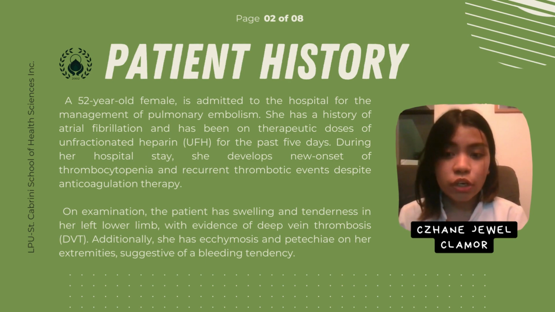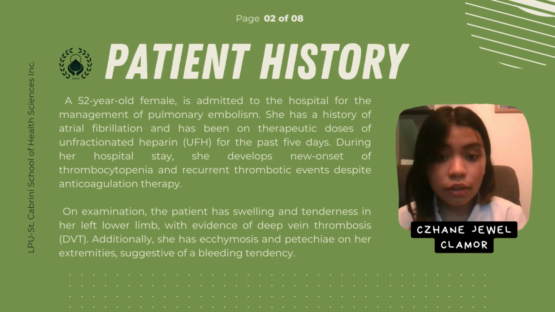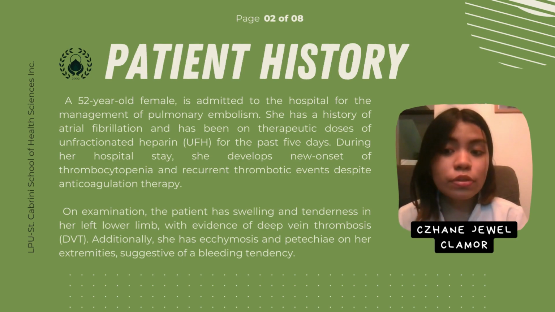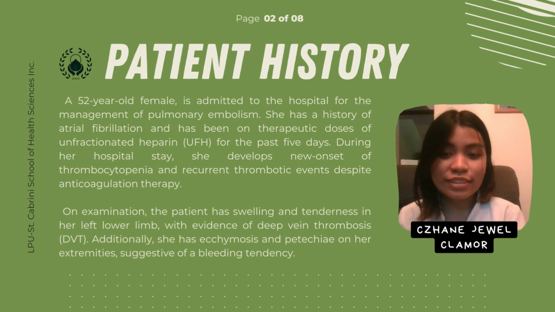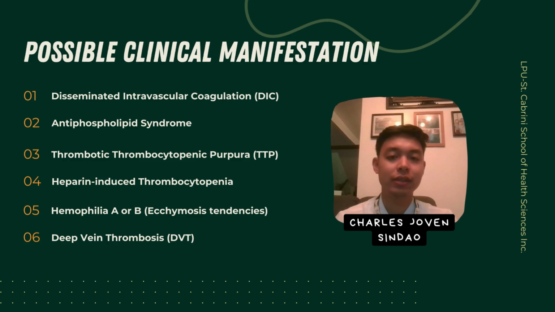On examination, the patient has swelling and tenderness in her left lower limb with evidence of deep vein thrombosis. Additionally, she has ecchymosis and petechia on her extremities suggestive of a bleeding tendency. Here are the possible clinical manifestations associated with our case presented.